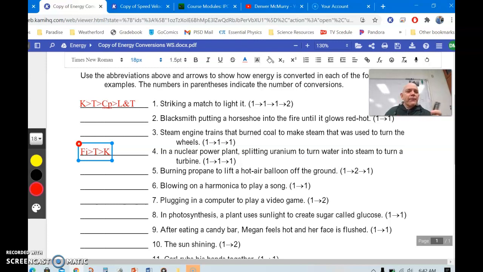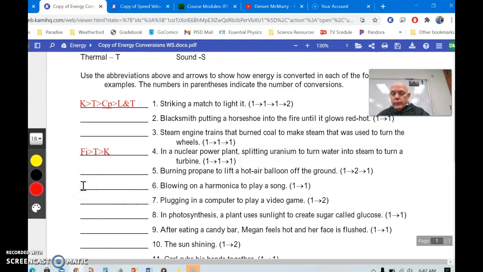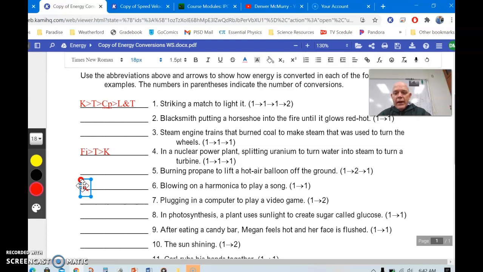So besides just being fun to do, what kind of energy transfer are we talking about? Well, first of all, I'm blowing air in, so that would be what type of energy? Well, that would be kinetic. That would be kinetic, because I'm forcing air movement.